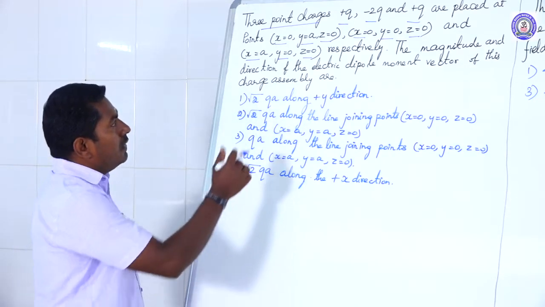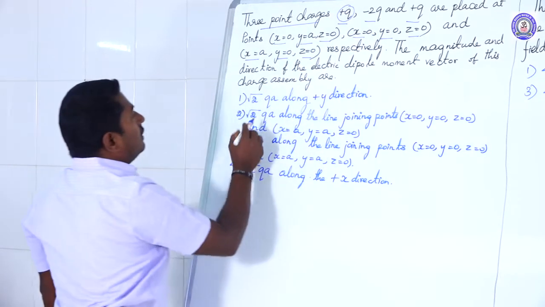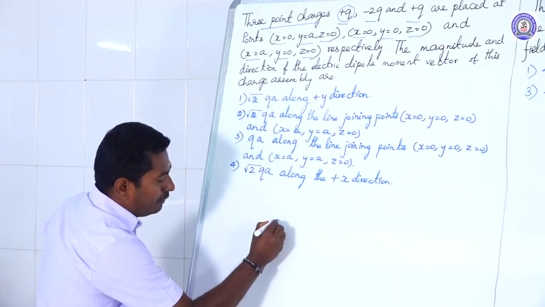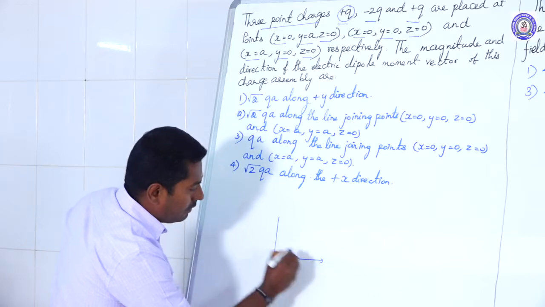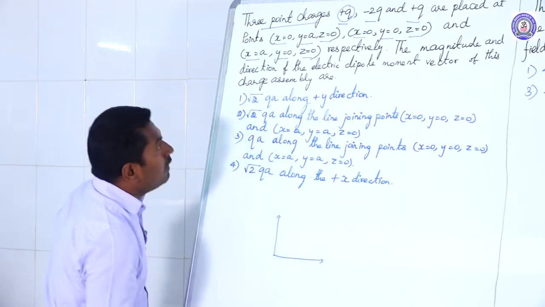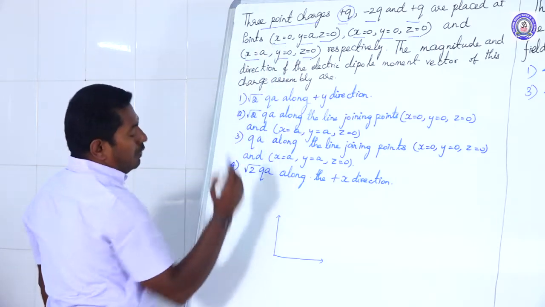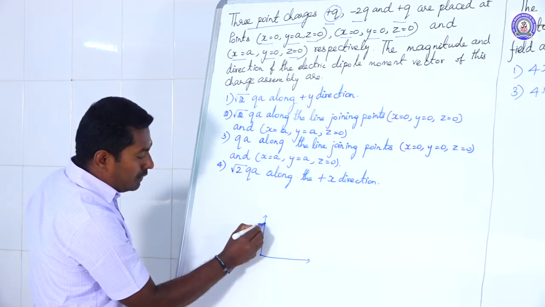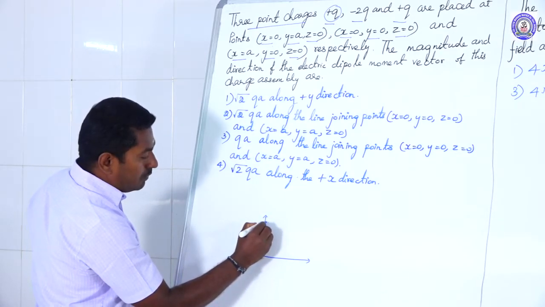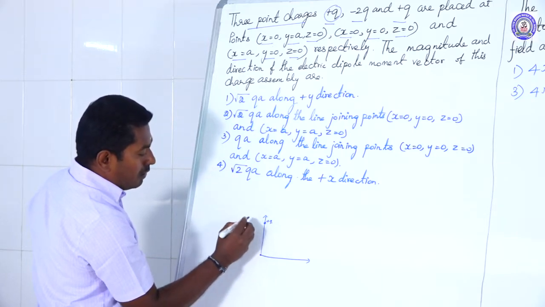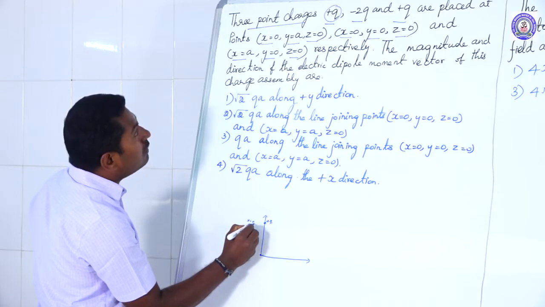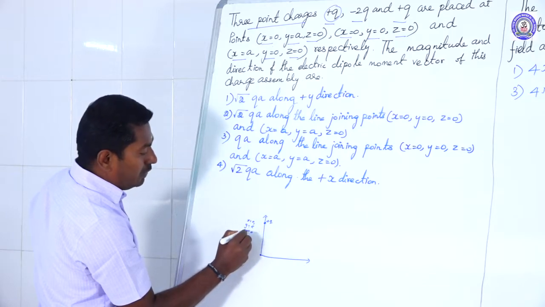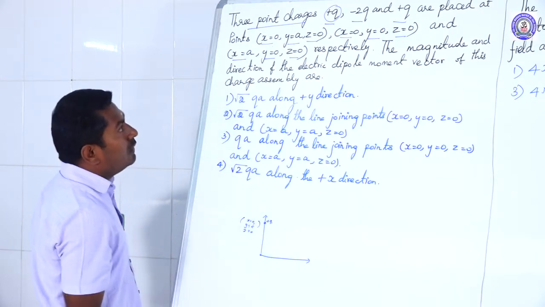There are 3 point charges. The plus q point charges are located along the x-axis, along the y-axis, along the z-axis. There is a 3 coordinate axis system. The plus q charge location is x is equal to 0, but y is equal to a. That is, x is equal to 0, y is equal to a, z is equal to 0. That is the position of the plus q charge.